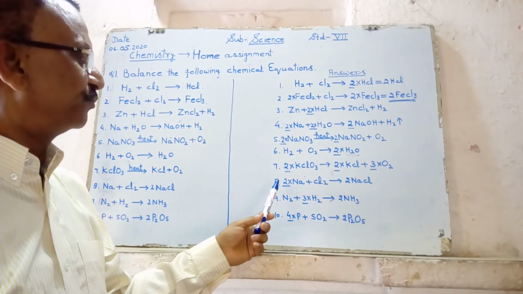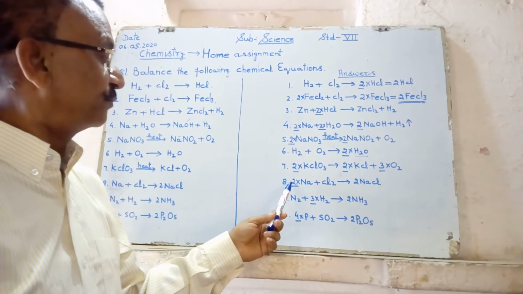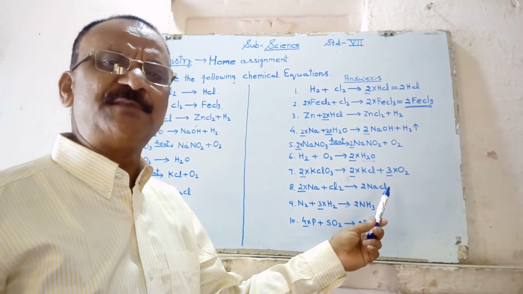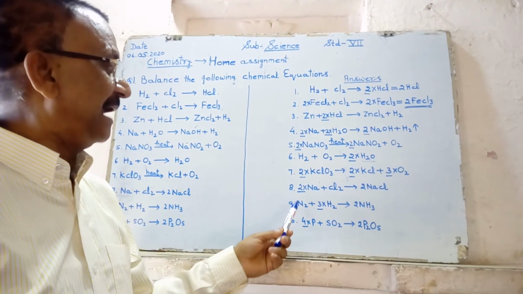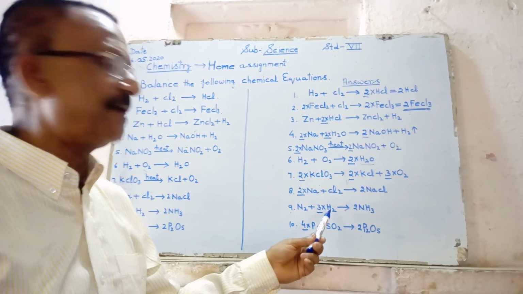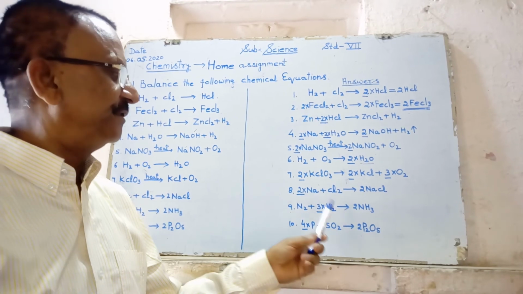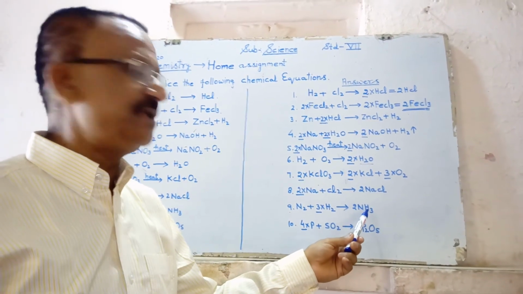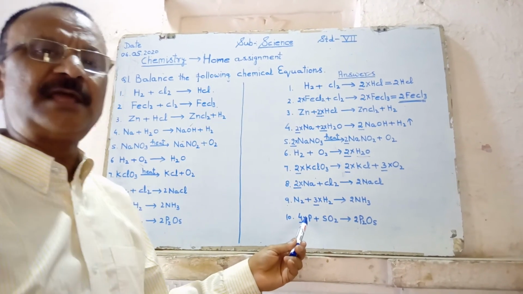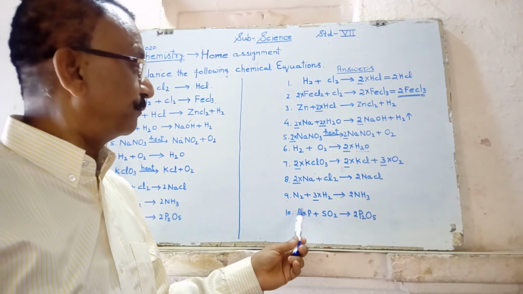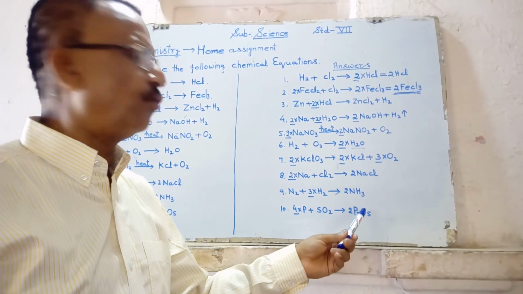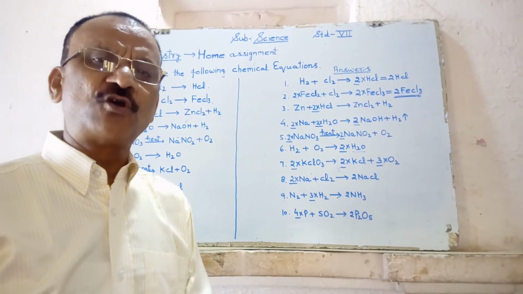Now sodium should be multiplied by 2 plus Cl2, this will give us 2NaCl, sodium chloride. And number 9, N2 plus hydrogen multiplied by 3 to balance, this gives us 2NH3, ammonia. Number 10, phosphorus should be multiplied by 4, so 4P plus 5O2 gives us 2P2O5. Write them in your fair copy and learn them.